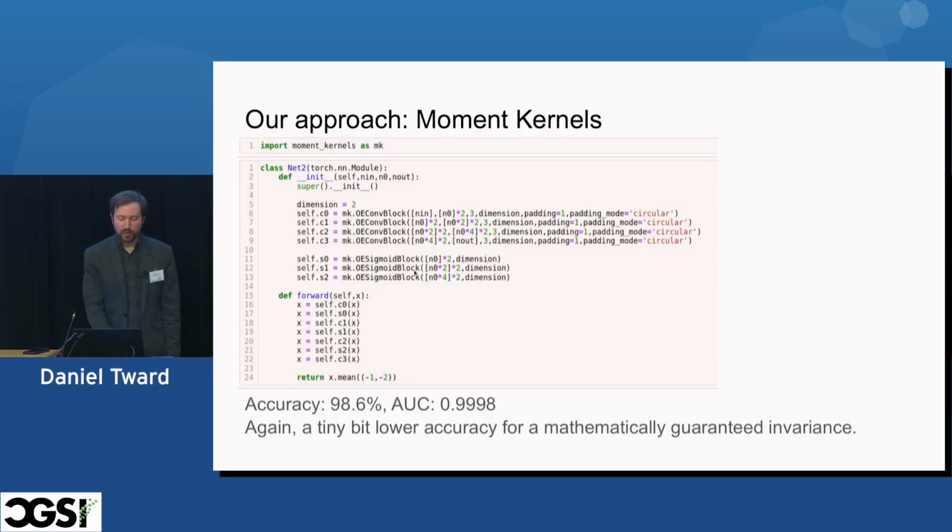It looks just like before. The one difference is we can't use the ReLU function anymore. The nonlinearities we apply will now depend on the magnitude of a vector or the magnitude of a matrix, as opposed to the individual components. And in this framework, our accuracy is 98.6%. Our area under the receiver operating characteristic curve is almost 1. So again, with a tiny penalty on accuracy, going from 99% to 98%, we can achieve a mathematically guaranteed invariance.